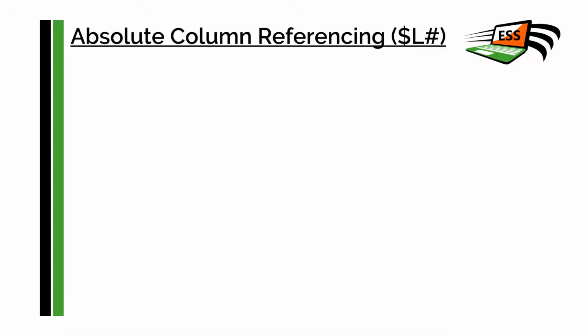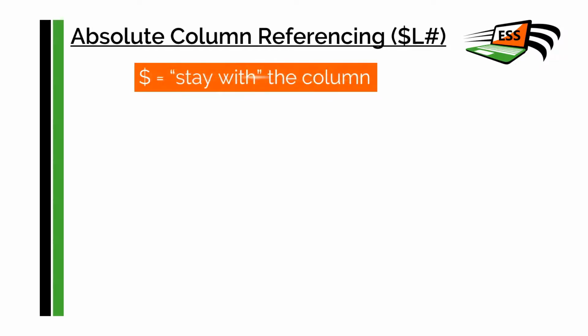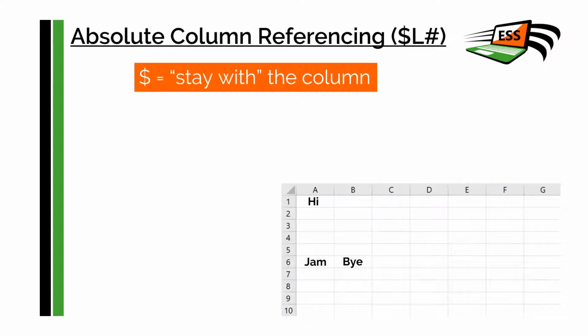Now that we have a better understanding of relative cell referencing, now let's go over to absolute column referencing. Same format, however, now it has a $ sign on the left-hand side of the letter. My method of remembering this, it's looking like an S, so for me, I would always refer to it as "stay with". Wherever that $ sign is, it implies to the formula: stay with. So if we have another spreadsheet with the same words "hi" and "bye" being in A1 and B6, let's look at the example.